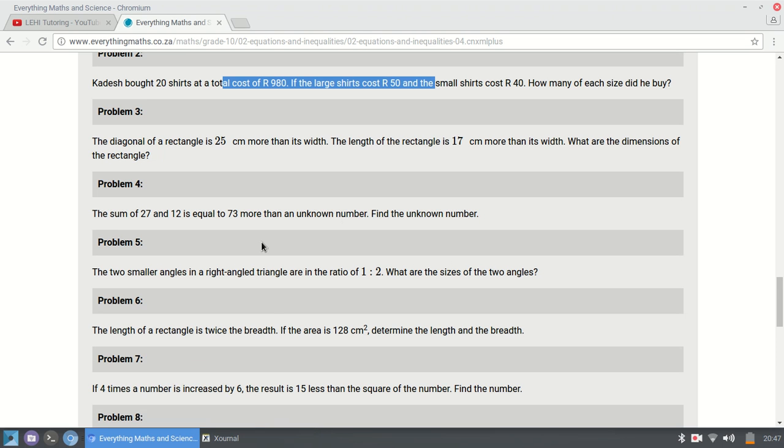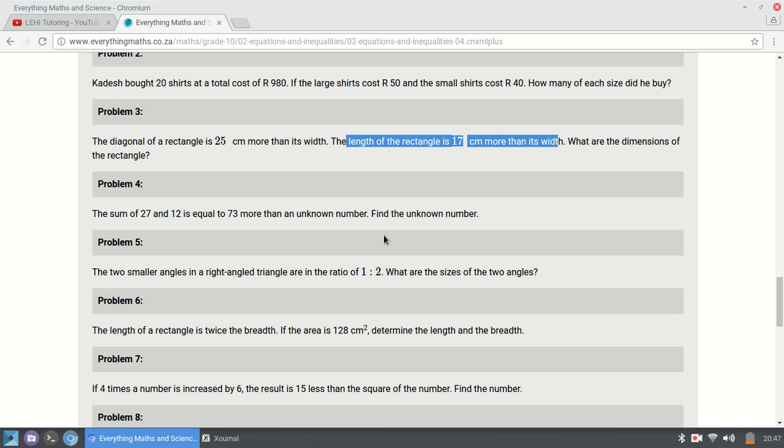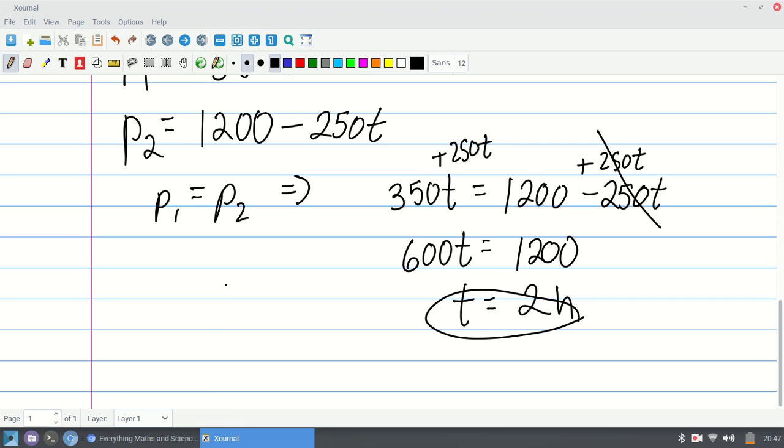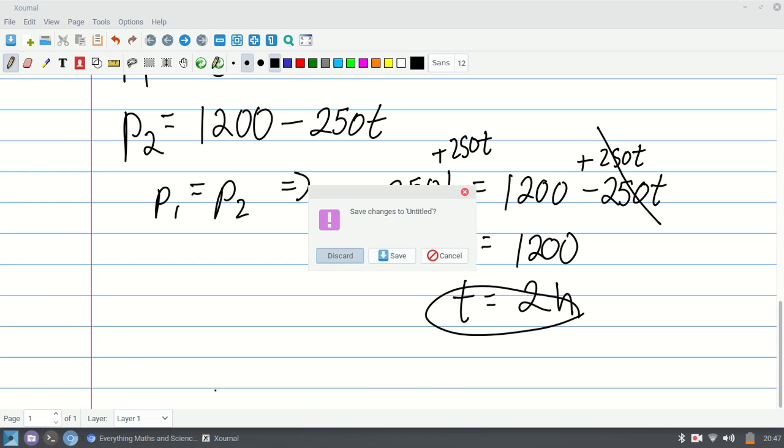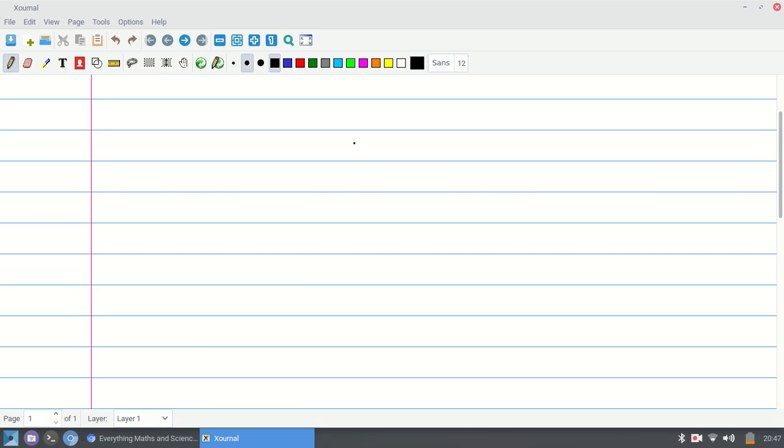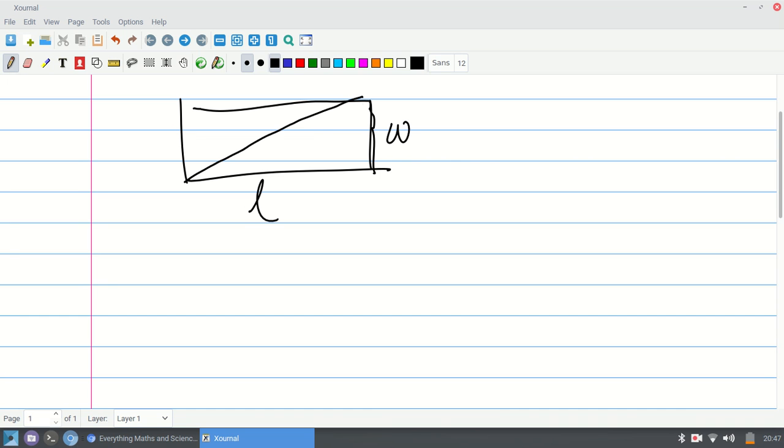The diagonal of a rectangle is 25 centimeters more than its width. The length of the rectangle is 17 centimeters more than its width. What are the dimensions of the rectangle? Okay. I'm going to create a new page. We've got a rectangle. Oops, that is a nasty looking rectangle. We've got a width and we've got a length. And we've got a diagonal, kind of.